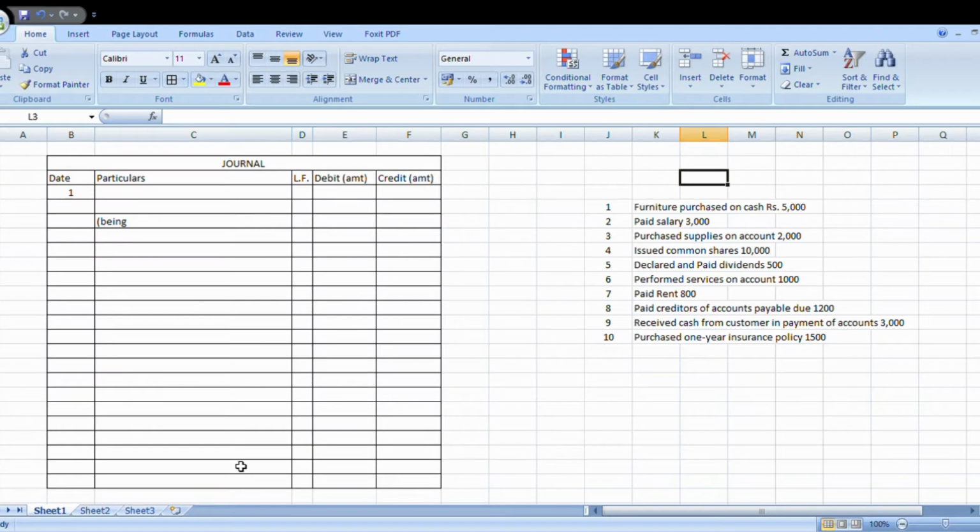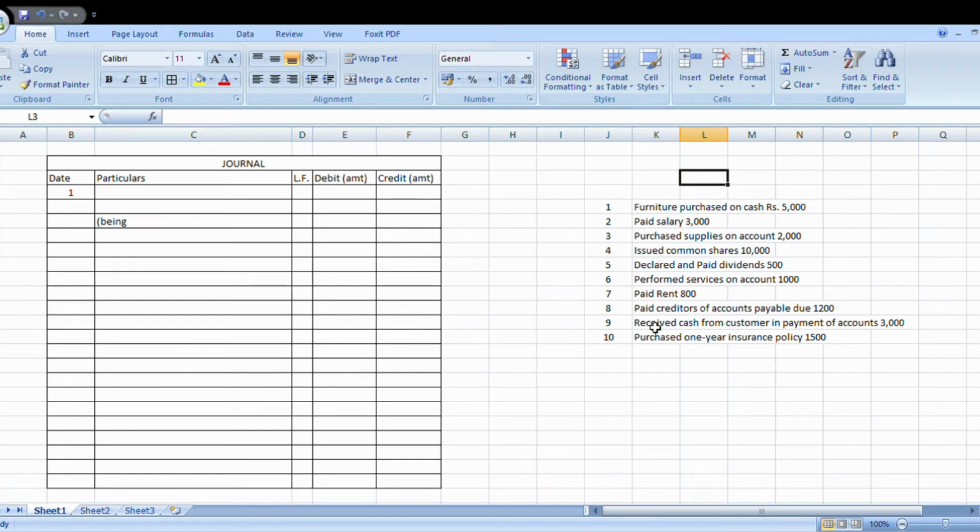Now let's understand how we prepare a journal. This is the format of the journal, in which first of all we write the date or serial number, then particulars, which includes the journal entries, then comes LF. LF is ledger folio. Ledger folio basically tells you the page number in which that transaction is recorded in the ledgers. Then is debit. Debit amount we write here, and then credit amount we write here.